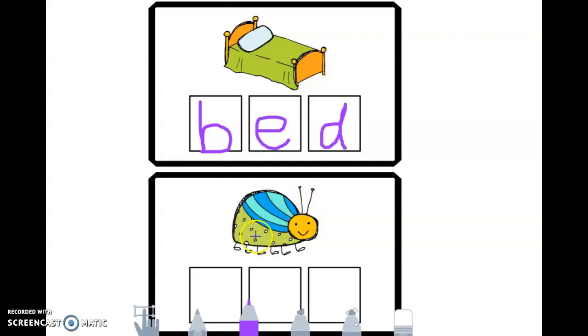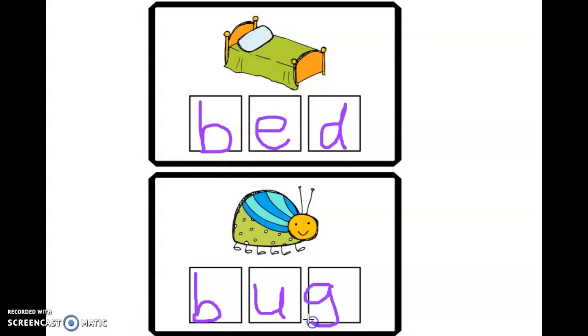Looking at this next one, we have bug. Segmented, b-u-g. Now write the letters of the sounds you hear. B for b, U for u, and G for g.